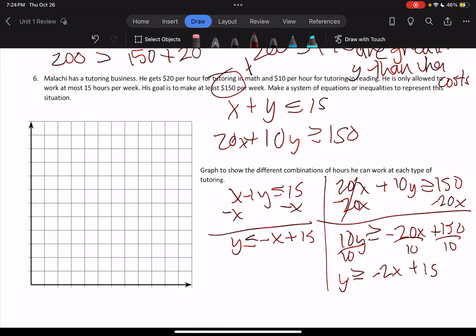Now for the first one, we're starting at 15. So I'm going to do these in twos: 2, 4, 6, 8, 10, 12, 14, 16. All right, so 15 went between 14 and 16. We're going down 1 over 1.